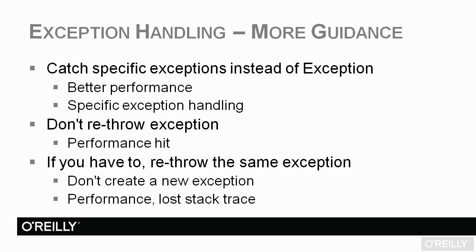Also, don't rethrow the exception. There's a performance hit in doing so. It basically doubles the penalty that you're paying on catching an exception. If you really, really have to rethrow the exception for some reason, rethrow the same exception object. That way, you're not creating a new exception and you're not doubling up on that performance hit. The other reason is that if you create a new exception and then throw that, you'll lose all of the stack trace information that was in the originating exception. And that could be valuable information if you're logging the exception into some sort of log or event viewer.